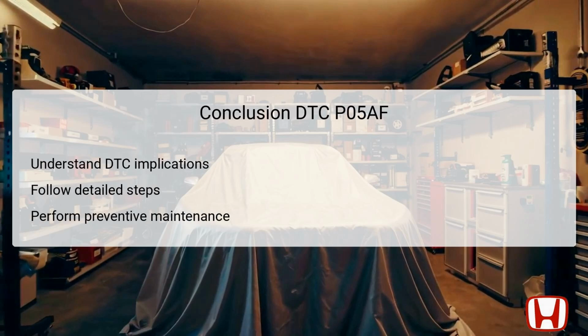In conclusion, addressing the DTC P05AF related to the shutter grille assembly lower in the Honda CRV requires a comprehensive understanding of the underlying systems. Following the troubleshooting steps outlined ensures thorough diagnostics, addressing all potential causes from electrical issues to physical obstructions. Each step aids in identifying and rectifying the faults that could impair vehicle performance.